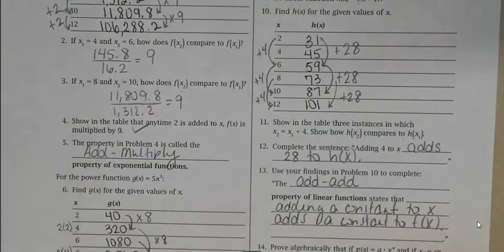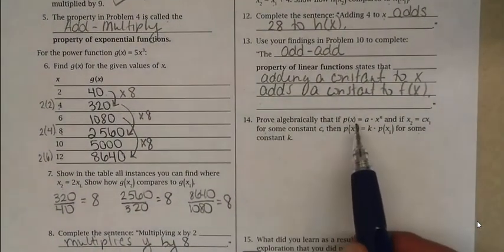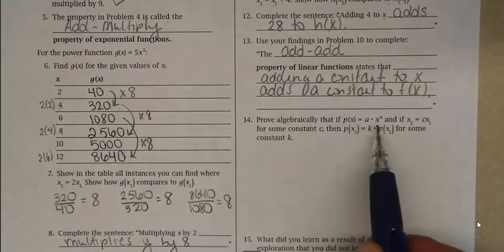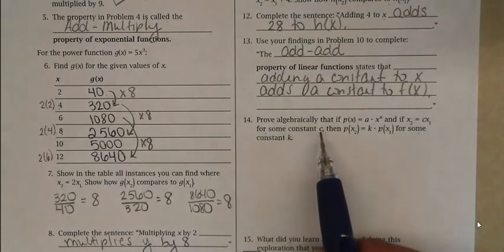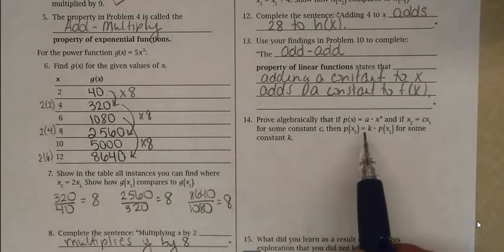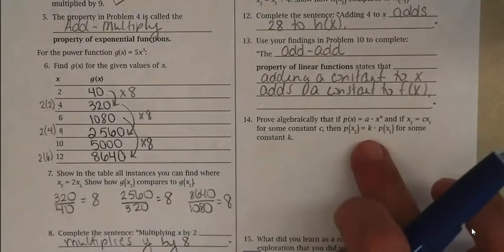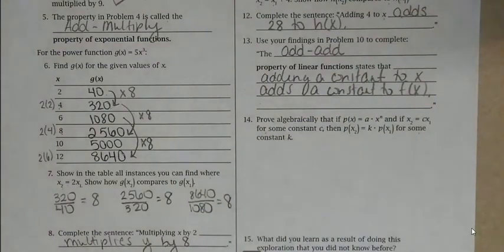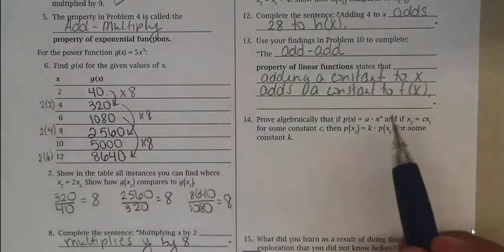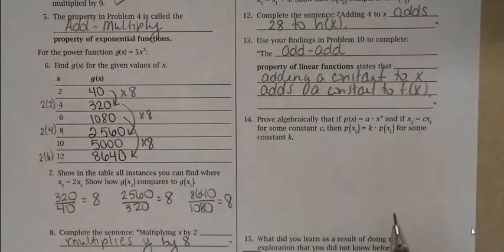All right, last thing we're going to do is number 14 here. We're going to prove algebraically that if I'm given p of x and it equals this, and if x2 equals that, for any constant c, then p of x2 is equal to some constant k. So they use c and k for constant. You've got to get used to those being interchanged. So it's going to equal k times p of x1, for some constant k.